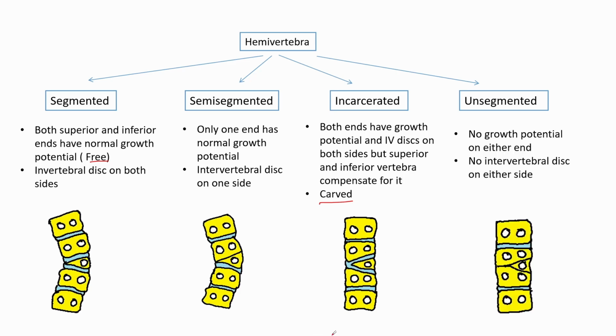In the unsegmented type, there is no growth potential on either end of the hemivertebra and no intervertebral disc on either side. Again, this has very low risk for progression. So, in a hemivertebra which has a higher growth potential, the convex side will grow more compared to the concave side and the deformity will progress more.